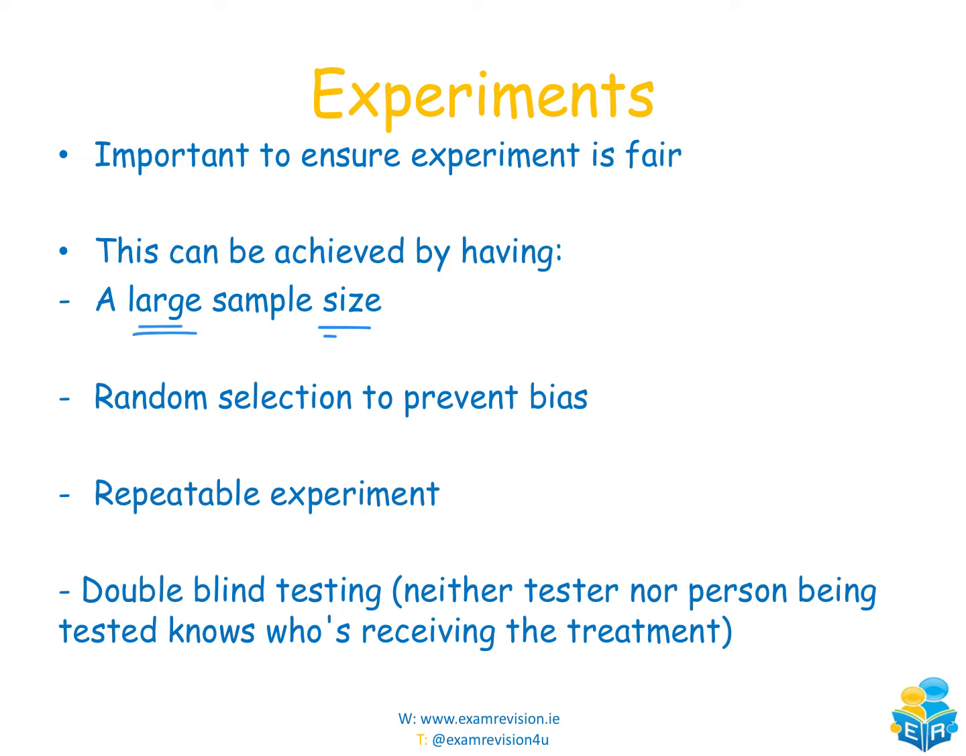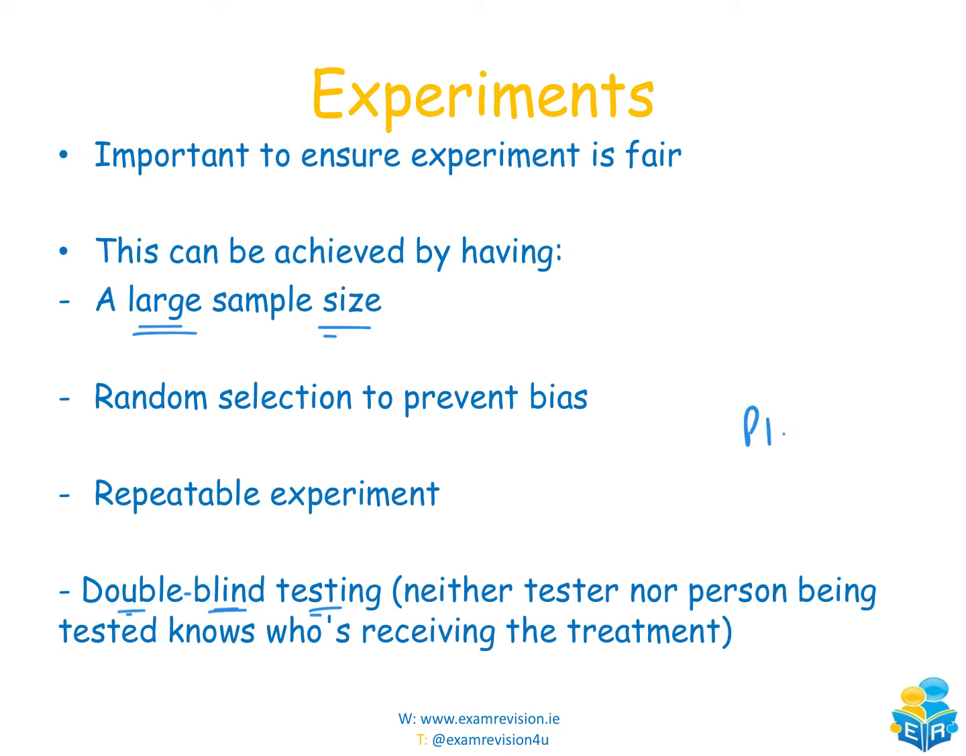Now, interestingly here, this is one that might have come up in the news over the last couple of years when it came to vaccines, the idea of double-blind testing. So double-blind testing is where neither the tester nor the person being tested knows who's receiving the treatment. So if we are talking about vaccines, the vaccine is obviously going to be the treatment. The placebo is one that's not going to have any effect.